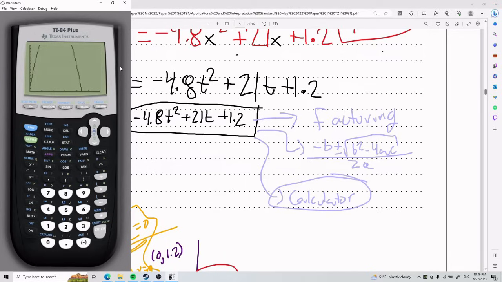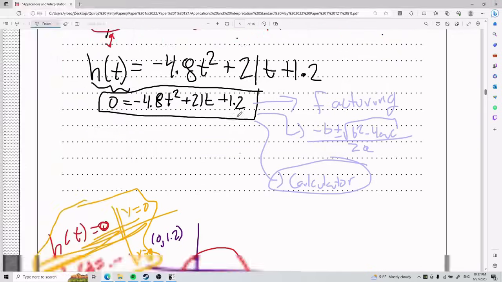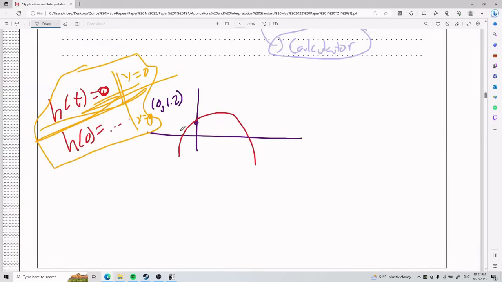I can see part of my graph. Now I'm going to play around with my window. Before playing around with my window, I need to understand that I need to be able to see the zeros on my graph. What do I mean by zeros? I need to be able to see this one and this one. I need to see the zeros on my x-axis, so where my parabola cuts through the x-axis.